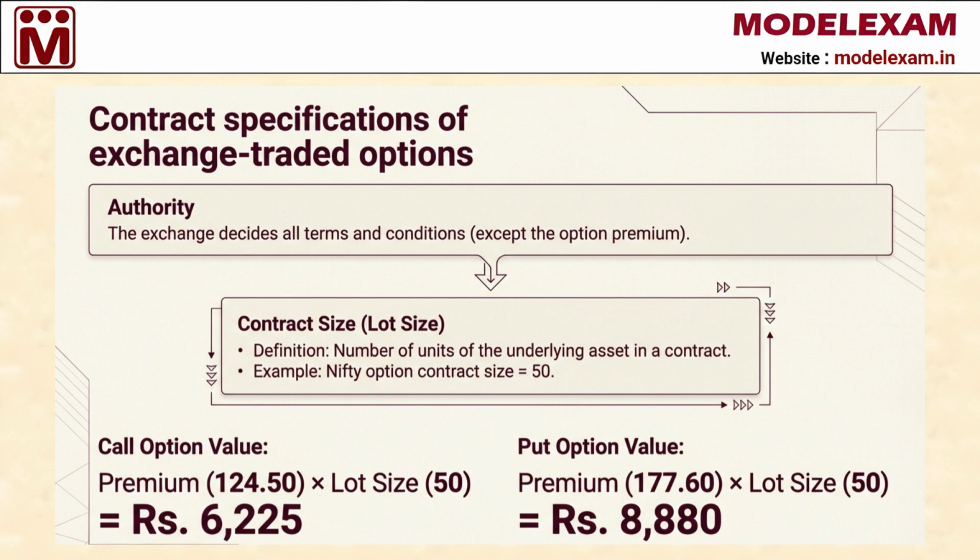One major rule is the contract size or lot size. This is the number of units bundled into one single contract. For example, if the Nifty has a lot size of 50, we calculate the total cost by taking the premium and multiplying it by 50. For a call premium of 124.50, the total contract value would be 6,225 rupees. For a put premium of 177.60, the value would be 8,880 rupees.